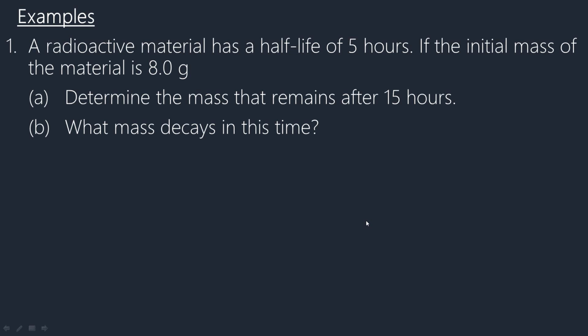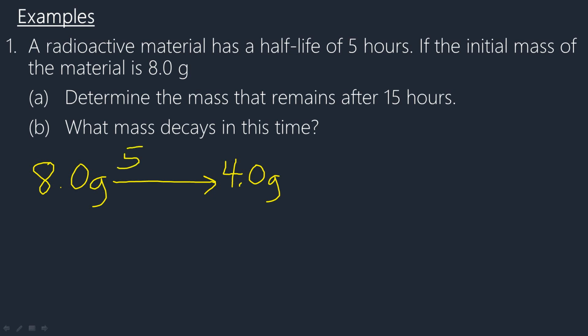Let me start with the first method, the chain method. We are given that originally we have 8 grams. So you write 8.0 grams originally. Will decay to, what is a half of 8? That is 4. So we write 4.0 grams. Now they said a radioactive material has a half-life of 5 hours. That means it takes 5 hours for 8 grams to decay to 4 grams.